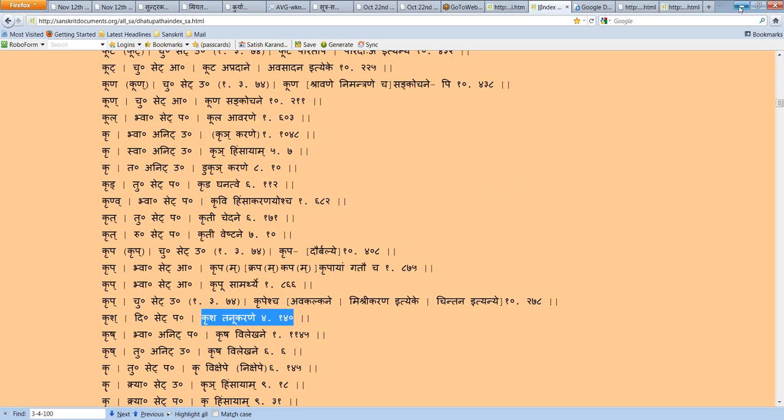Krushodari, by the way. Krushodari. I think it comes in one of these Devi Stotram. Krusham Udaram Yasyaha Sa: someone whose stomach is very thin.